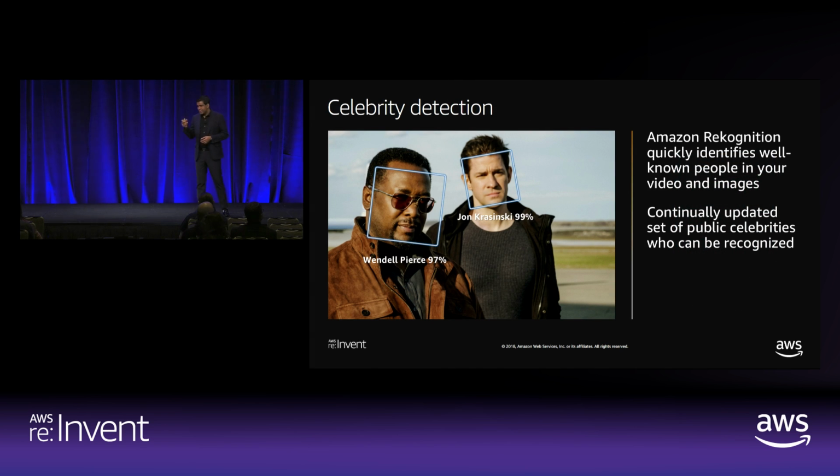So for instance, this video frame from our Prime Video show, now we can recognize in real time that these are the two actors that are present in this frame or this video or this image. And you could do this really effectively because we take on the overhead of keeping this library updated.